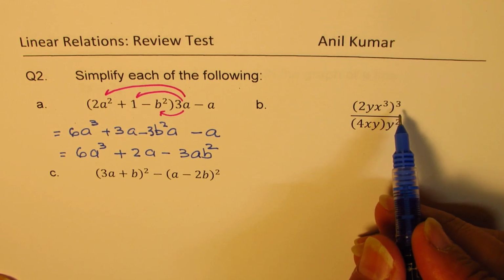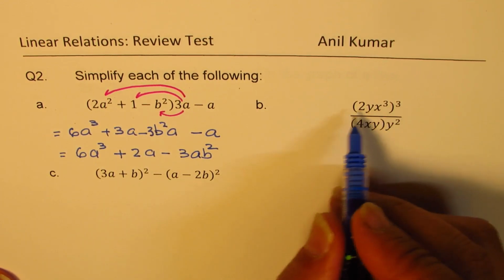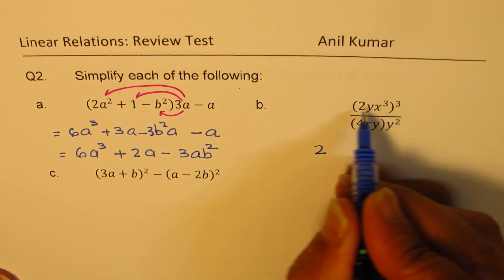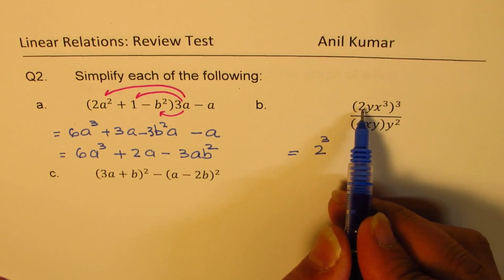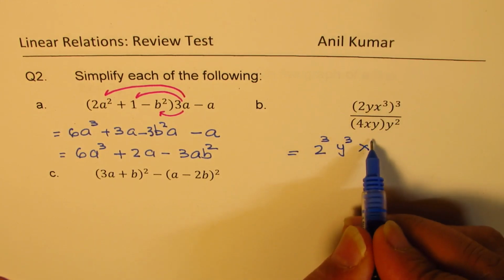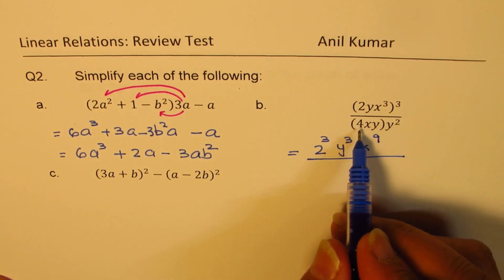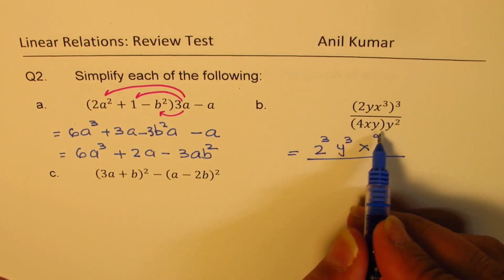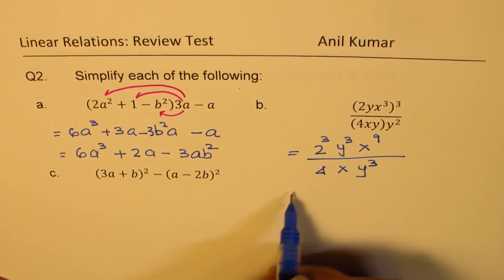B is relating to exponents. So when we have power outside, it gets multiplied. So when you open, don't forget to write 2 cube, right? This is kind of important. Sometimes you may miss 2 cube, y to the power of 3, x to the power of 3 times 3, 9, okay, not 6. And here we multiply by y square, so we get 4 x y cube. Do you see that?